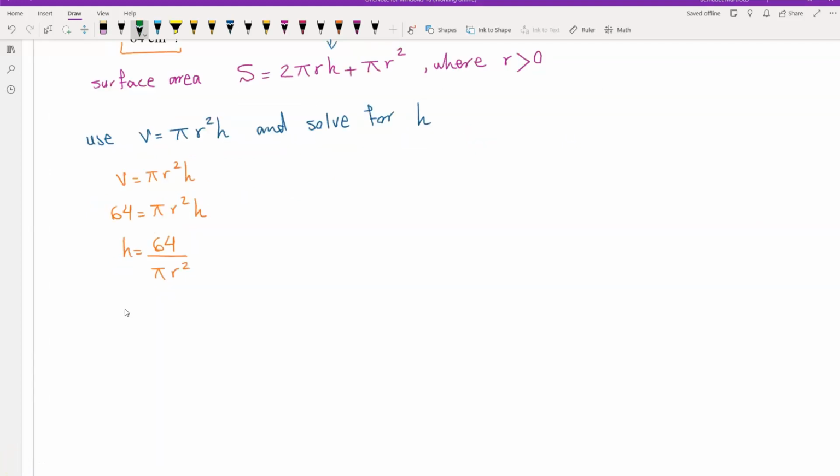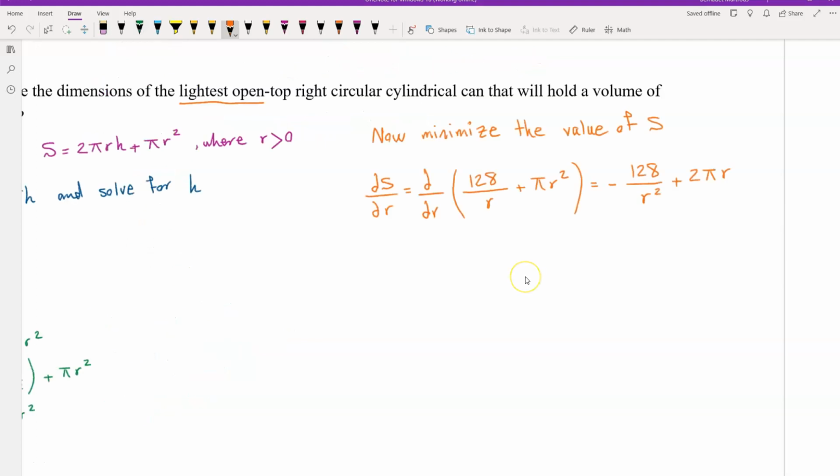Now substitute H into this formula, where we have S equal to 2 pi RH plus pi R squared. So this is equal to 2 pi R times H, which is 64 divided by pi R squared, plus pi R squared. And this is equal to 2 times 64, we have 128. So pi divided by pi, and R divided by R squared, in the denominator we have R, plus pi R squared.